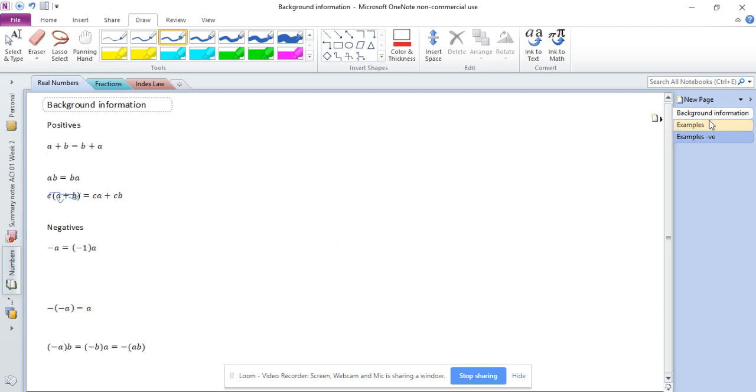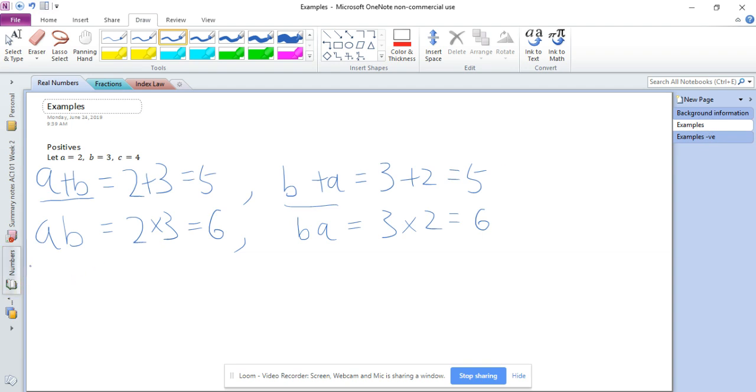Next property, C bracket A plus B. C bracket A plus B, that is equal to 4 times 2 plus 3. If you do it manually, you notice that 2 plus 3 is 5, so that means 4 times 5, that is 20. But I will try to use the property to show the result will be the same.